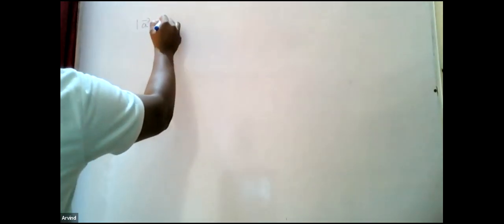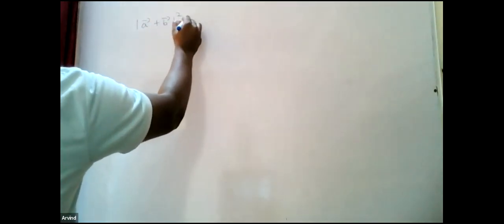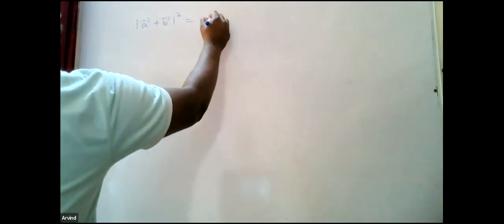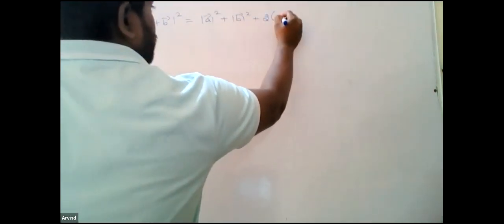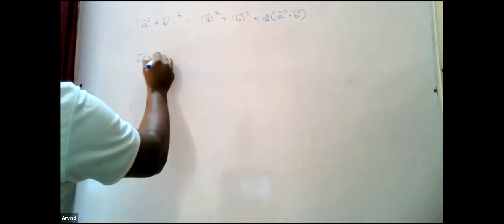Remember this formula. If you have modulus of a plus b the whole square, then it is not equal to mod a plus mod b. It is mod a square plus mod b square plus 2 times a dot b. Okay, so this is the formula. Remember this. Minus is the same thing, just minus for it. Now root 3a minus b.